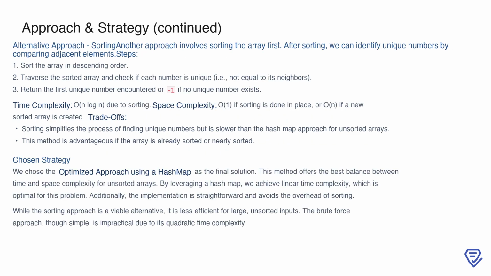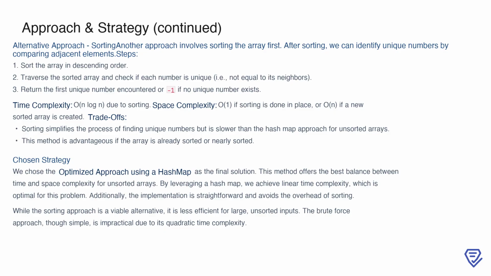Another approach we explored involves sorting the array first. Once the array is sorted in descending order, identifying unique numbers becomes easier because we can compare each element with its neighbors. The steps are as follows. First, sort the array, then traverse it to check whether each number is unique, and return the first unique number found. If no unique numbers exist, return -1.